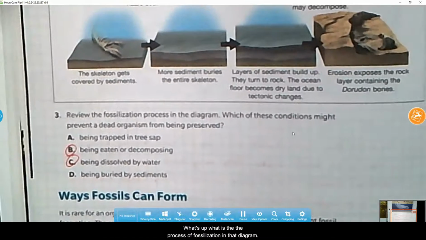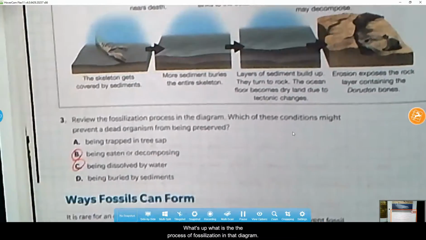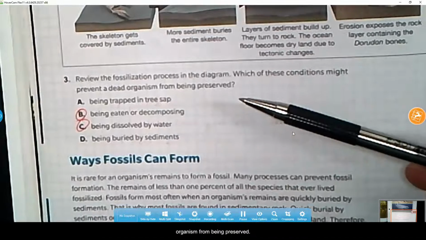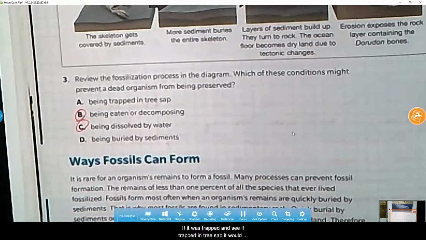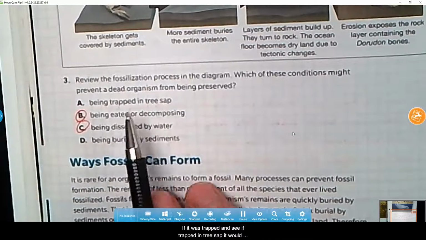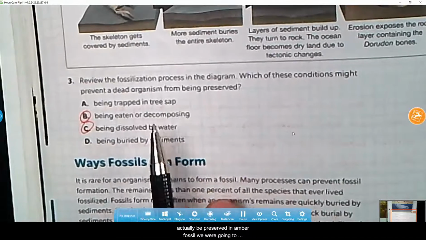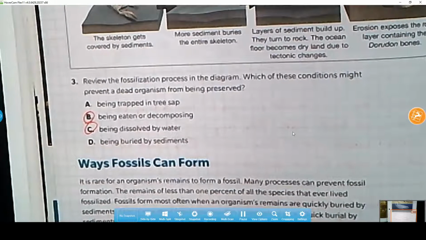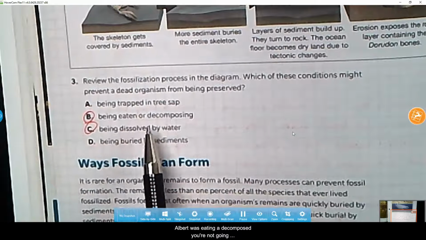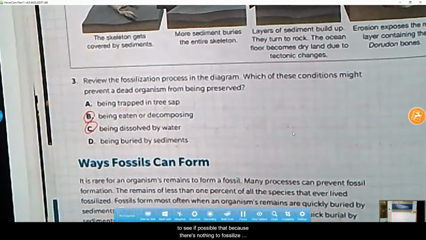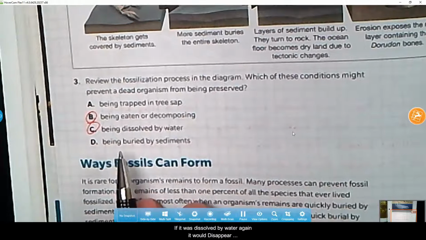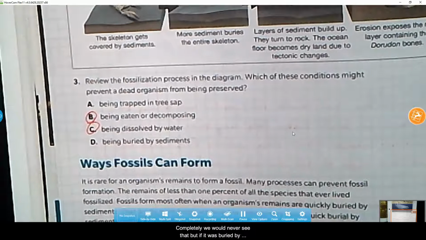And so if we look at the process of fossilization in that diagram, which conditions might prevent an organism from being preserved? Well, if it was trapped in sea, or if it was trapped in tree sap, it would actually be preserved. That's called an amber fossil, and we're going to look at that here in just a second. But if it was eaten or decomposed, you're not going to see a fossil of that, because there's nothing there to become a fossil. If it was dissolved by water, again, it would disappear completely. We would never see that.